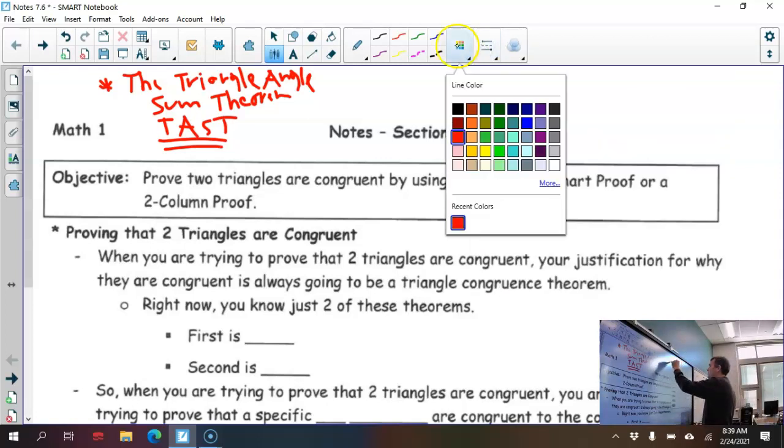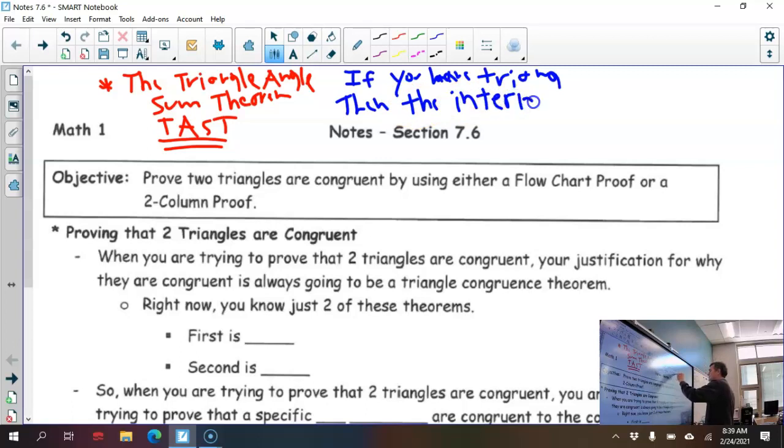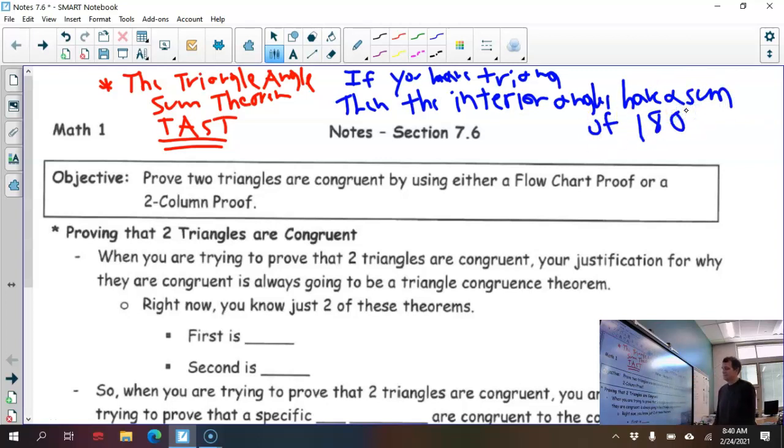And since we've given all of these to you in if-then statements, I will do this as well. This says if you have a triangle, then the interior angles have a sum of 180 degrees. Basically, it says all the angles in a triangle add up to 180 degrees.